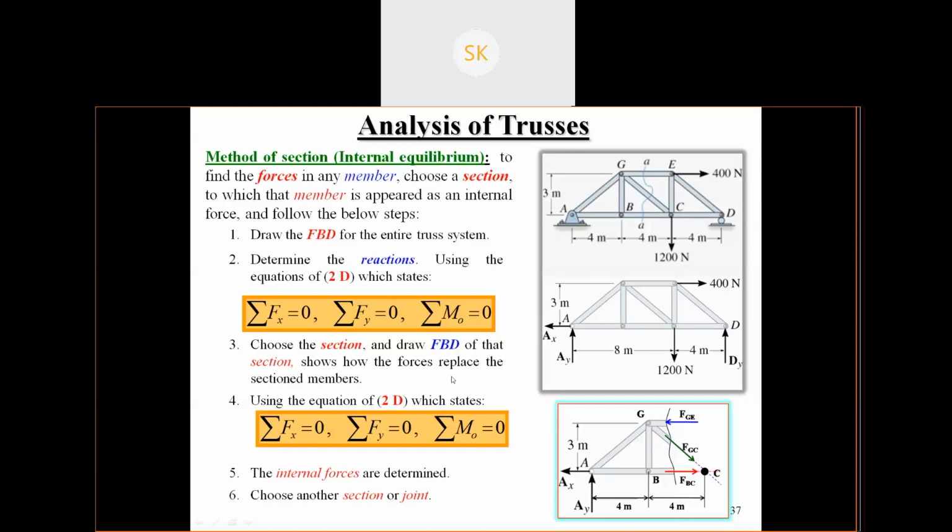What is the procedure? First, you have to draw a free body diagram of the truss given to you. Then you have to find the reactions for the force given to you. Then you have to take a member or a joint on which you have been asked to find the forces. We'll discuss this part later on after we complete the method of joints and method of sections.